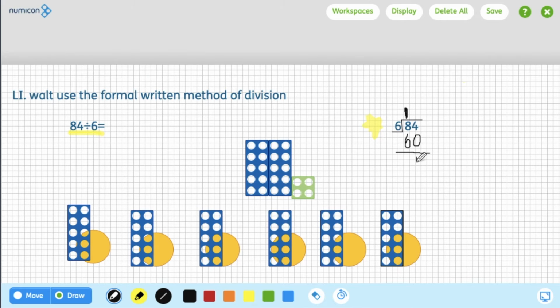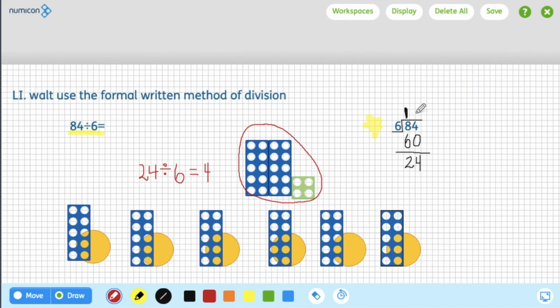4 minus 0 is 4. 8 minus 6 is 2. So I should have 24 left over. And again, I can see that over here I have 24 left over. So now all I have left is how many 6s go into 24, or 24 divided by 6. Okay, and if you know your 6 times table, you know that there are 4 6s in 24, or 6 times 4 is 24.